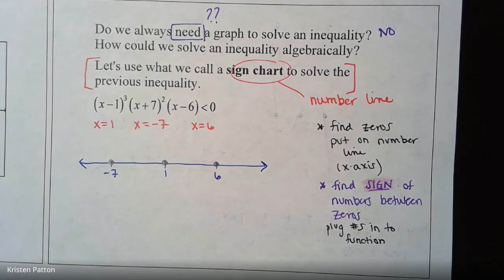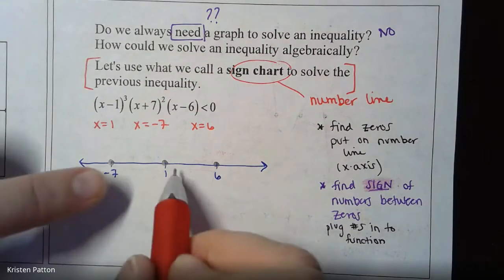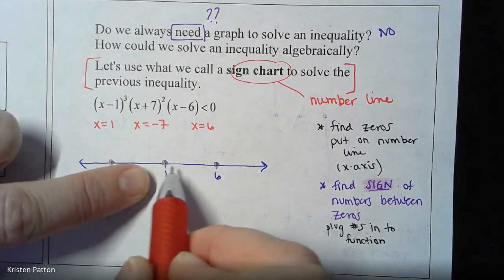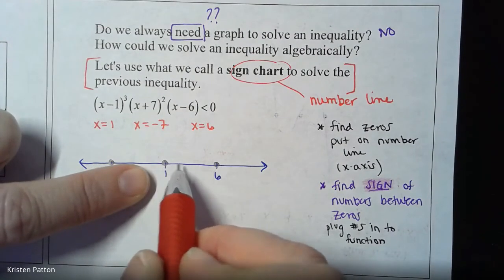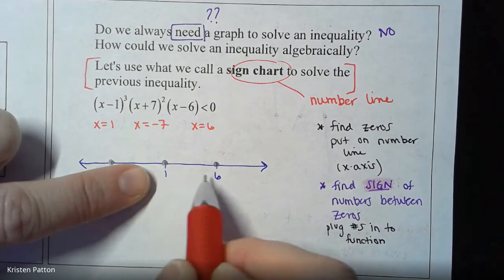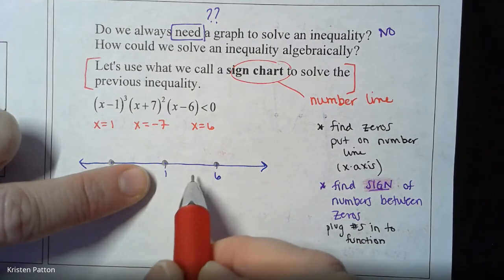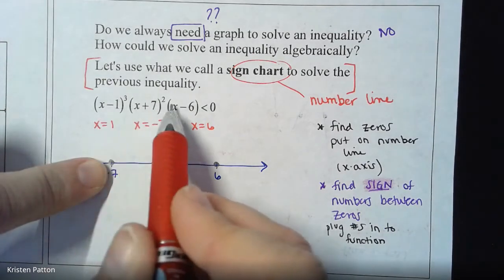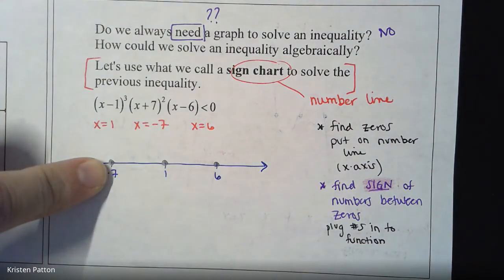All right, so here we go. I'm going to start here between 1 and 6. You can pick any number you want. I'm going to pick a 2. Pick any number you want, you just can't use 1 or 6. So I'm going to pick a 2, and I'm going to plug that 2 in for every x. But I am not going to do the math.